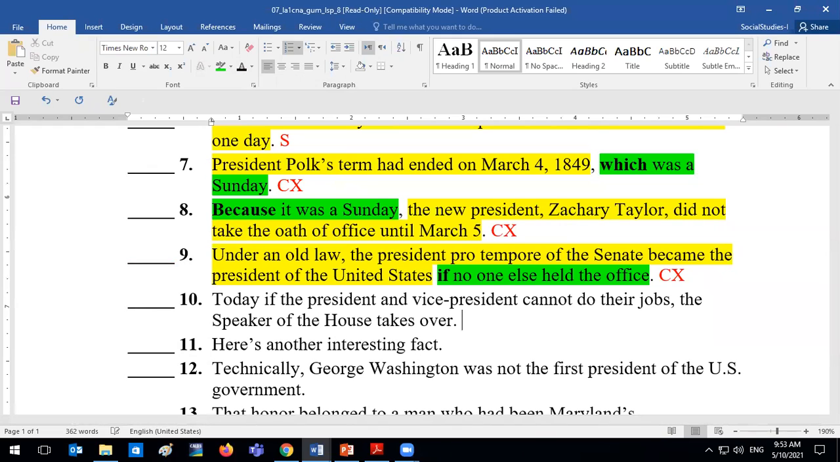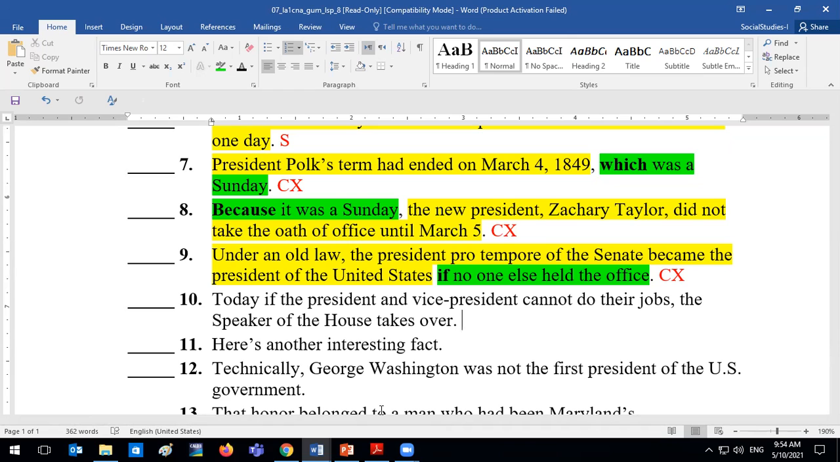Okay, number 10, Adam Wilson, please. Please answer number 10, honey. Today, if the president and vice president cannot do their jobs, the Speaker of the House takes over. It's a compound. Compound means that you have two independent clauses joined by fanboys or a semicolon. Is that true for sentence number 10? Do we have two independent clauses joined by our conjunction and, or, but, yet, so, or? No. Okay, so let's revise the sentence again.